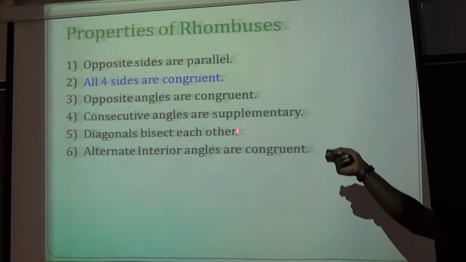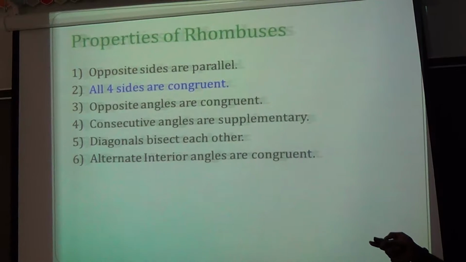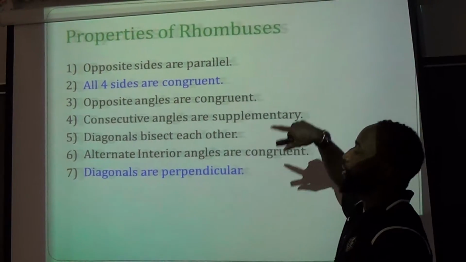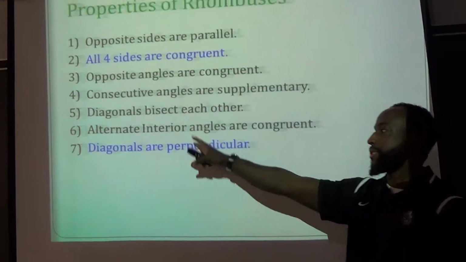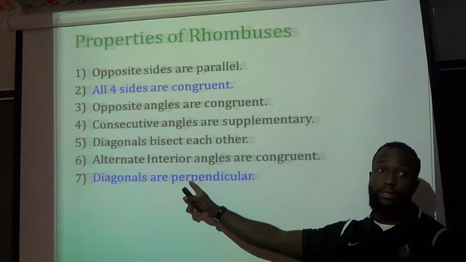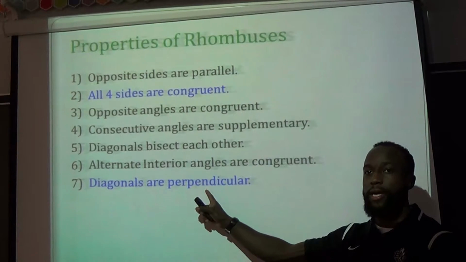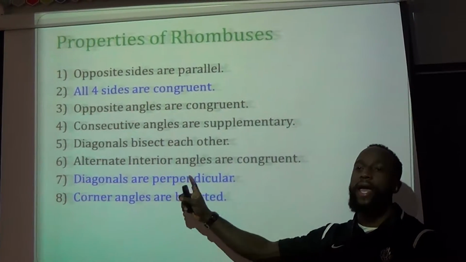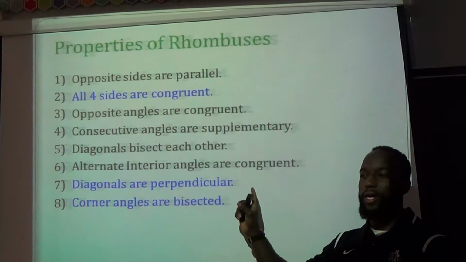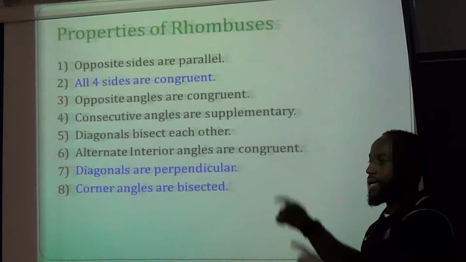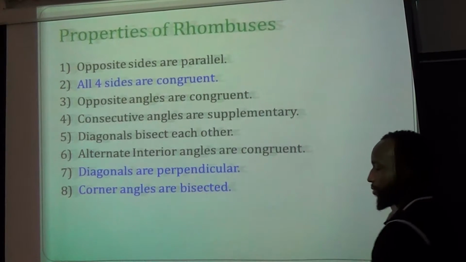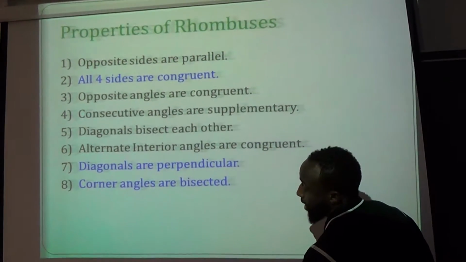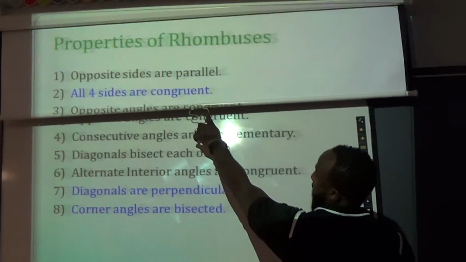These are all parallelogram properties, right? And number seven, this is new. Not only do the diagonals bisect each other, but the diagonals are perpendicular. So put a star next to that. And for the last one, the corner angles are bisected. Corner angles being bisected means that the diagonal creates two angles there, and this time it cuts them in half.